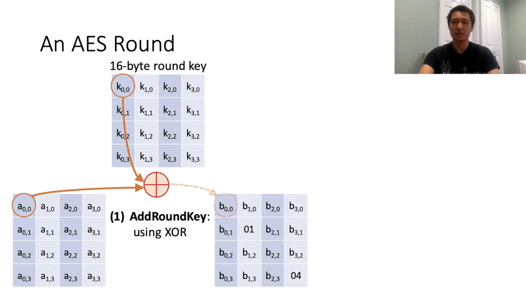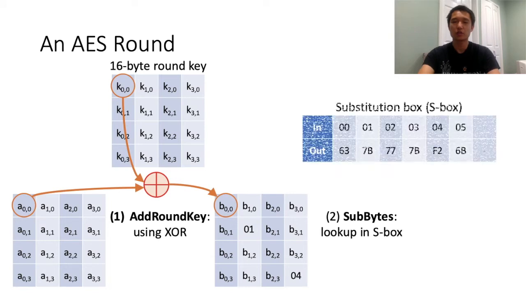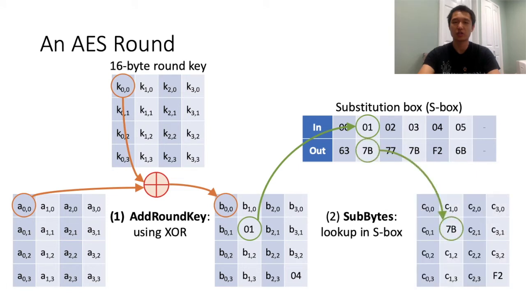After getting the output of the first step, we'll do substitute bytes by using a lookup table called the S-box, or substitution box. For the value inside the output, for example this one, we'll look it up in the first row and then write the output in the second row to the corresponding location. For another value here, we'll just look it up and then write the output here. So now we get the output after the second step.